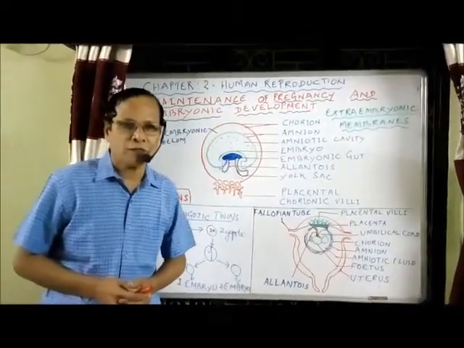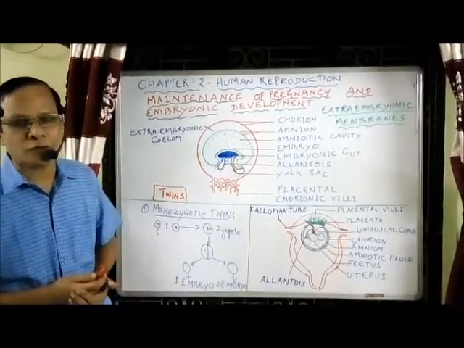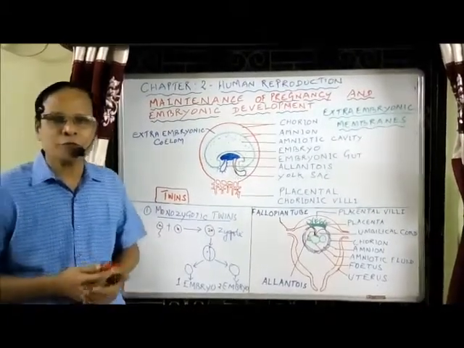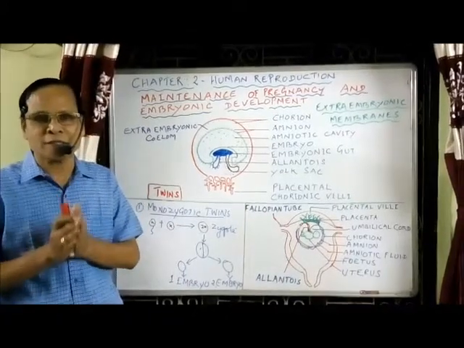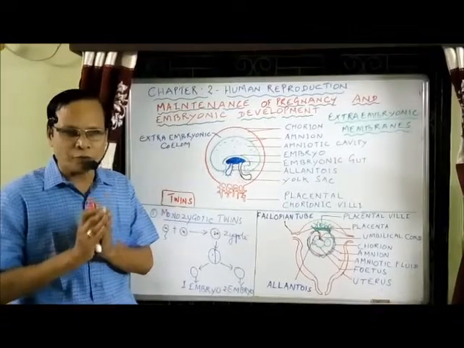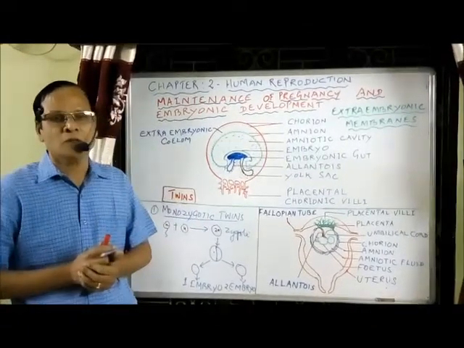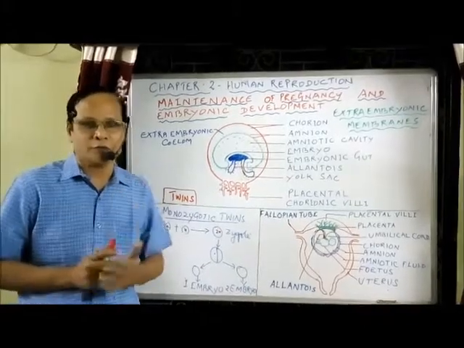Under this heading today, first I have to talk about the twins. What are twins? When two offspring are produced in the same pregnancy, they are called twins. We have three different types of twins.